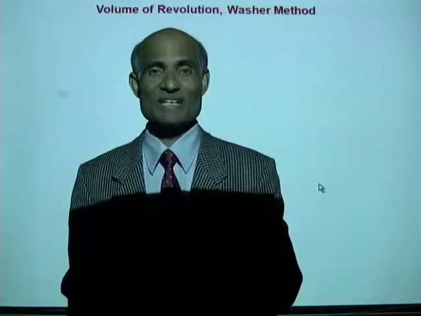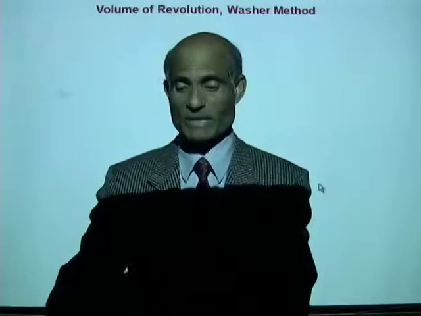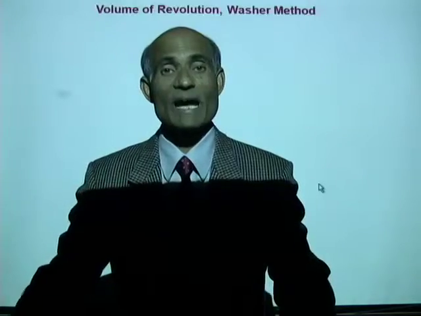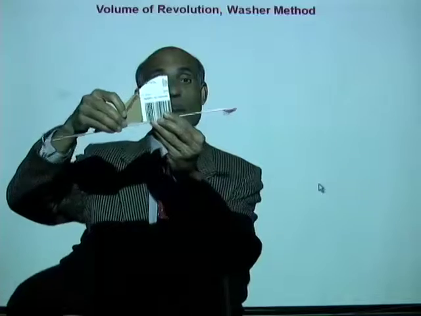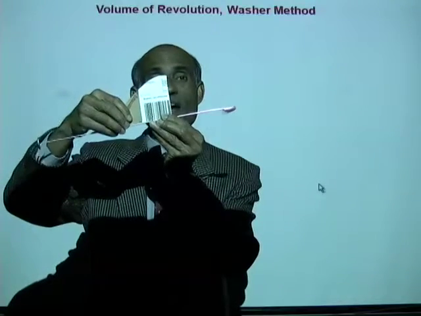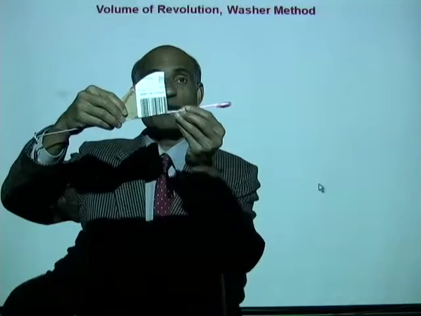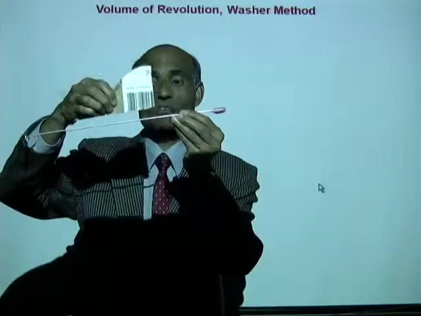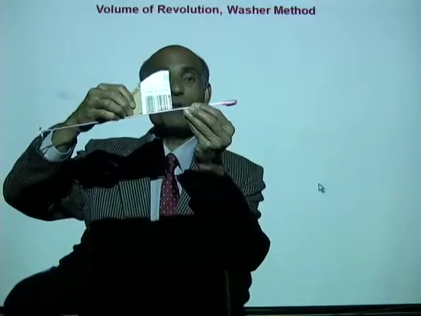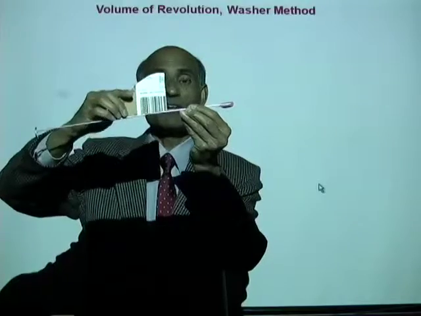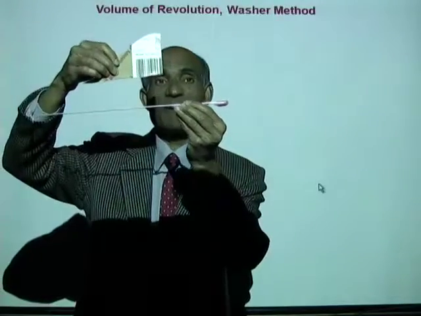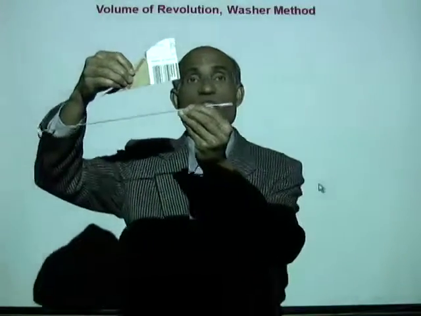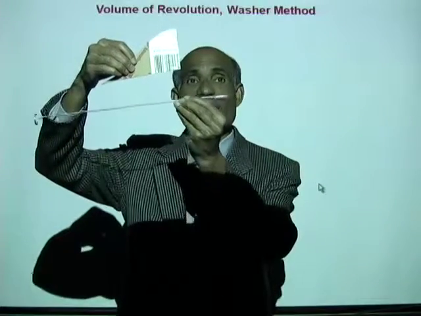In the first part of this lesson, we discussed the disk method of measuring the volume generated by revolving an area around an axis. Now, the disk method will work only if that area that you revolve is in contact with the axis. Then only you will generate a disk. Now, what happens if an area is actually not in contact with the axis?